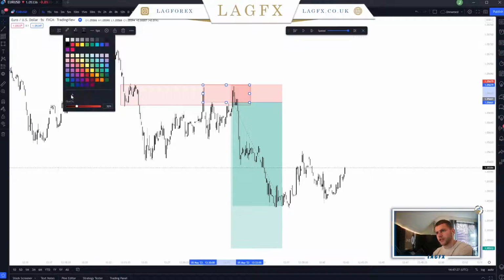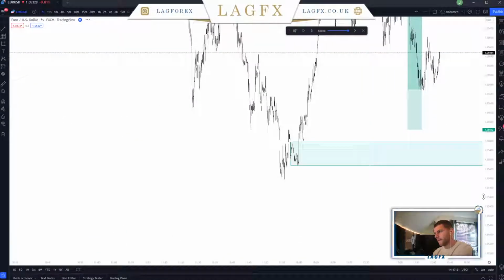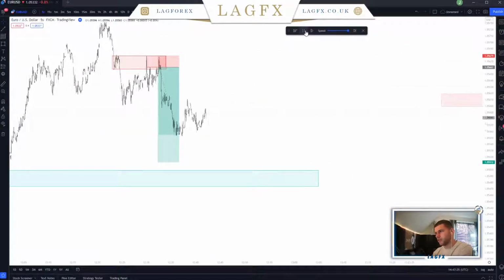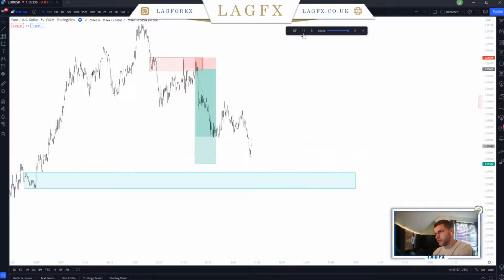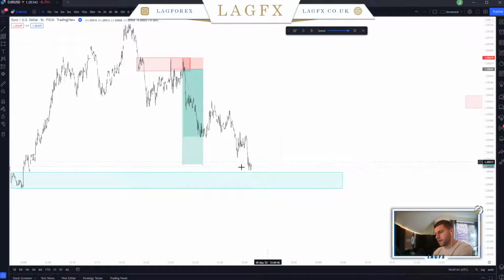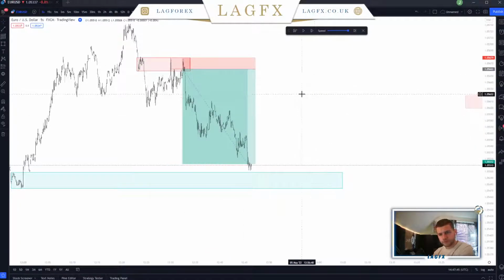Let me actually just change that to a supply zone. Now, price is going to continue playing out. Obviously, I already know what happened because price has already done this, but it perfectly comes down into that point of interest, so we would have had a take profit hit on that region.